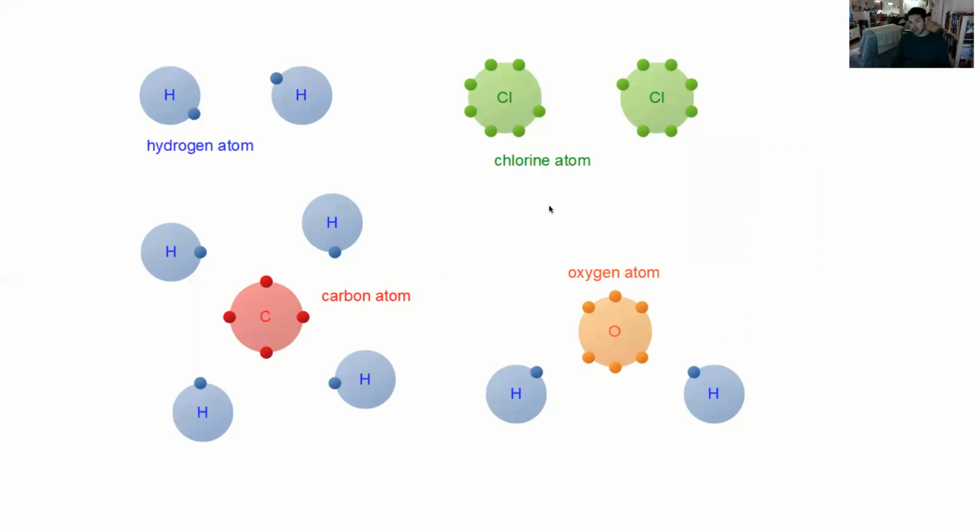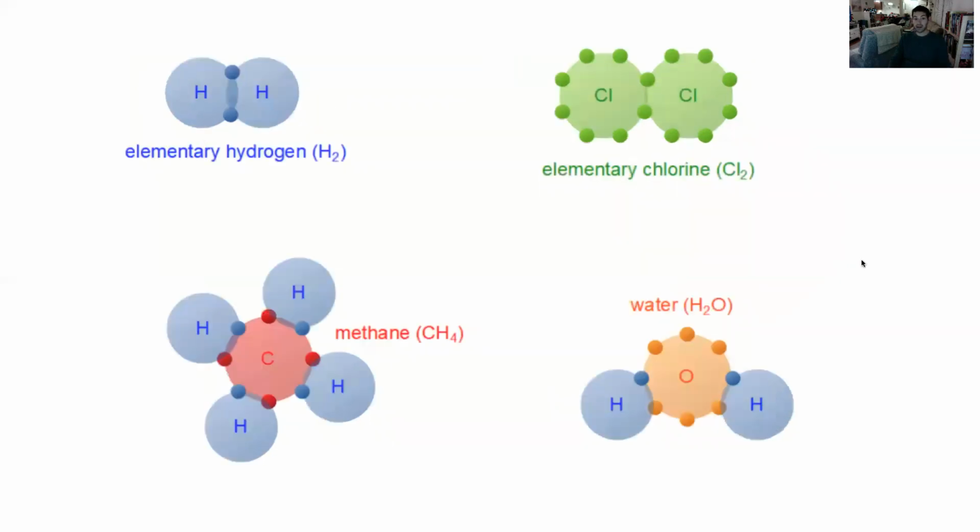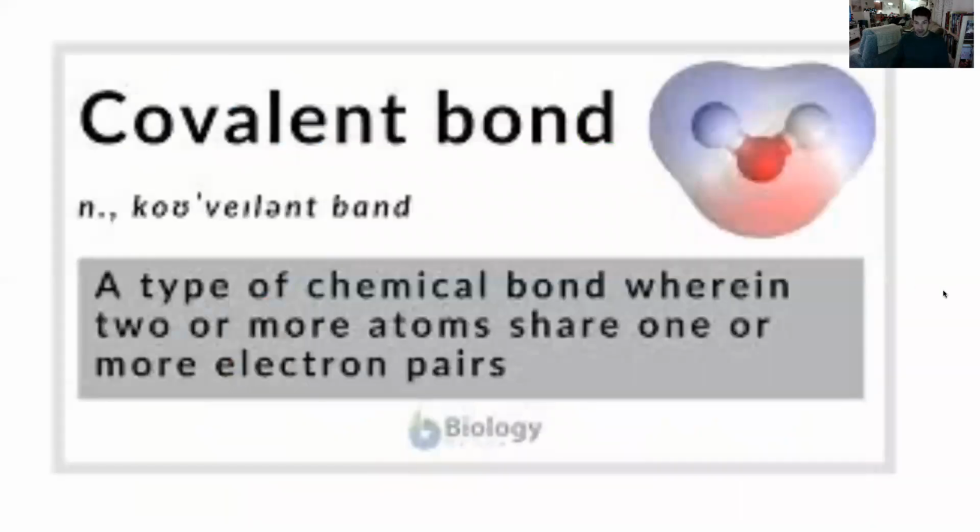We can see we have a couple of different scenarios here where they're going to come together. And there is going to be an overlap, and that is going to be good for the elements. We're going to get pairs of electrons, again, one electron from each atom. And that is going to make a covalent bond.